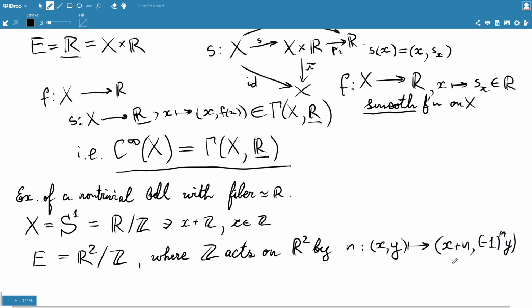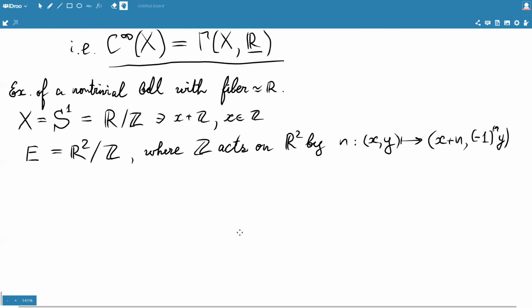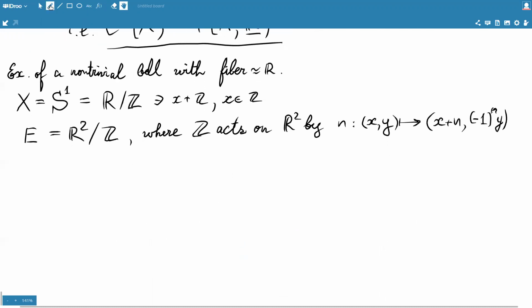What will be the result? The result will be this, as you can check yourself. I believe many of you did this already, know this very well. The answer is called the Möbius strip.